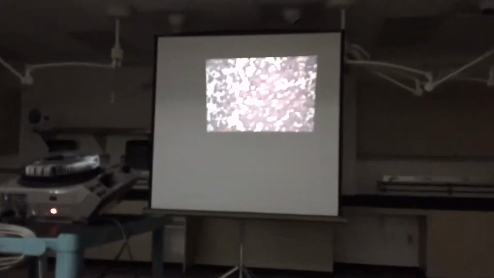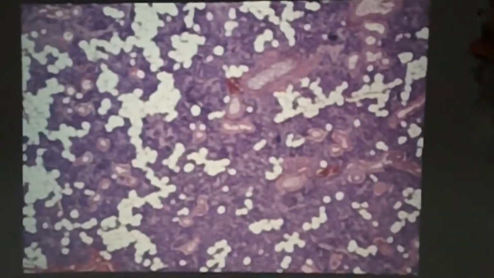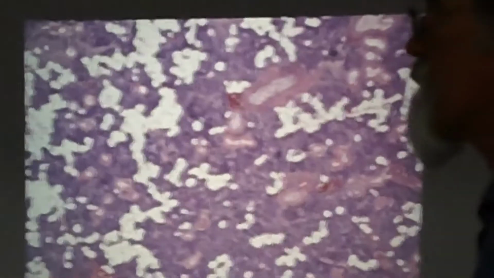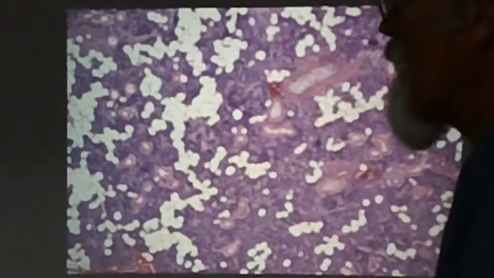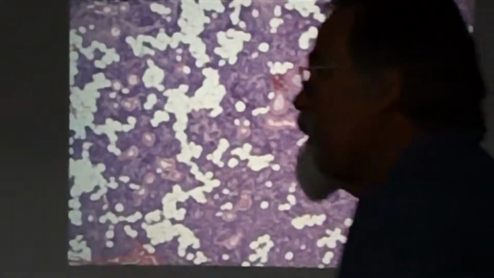What are we looking at? Parotid gland. How do you know? Start from the most general separating. It's got ducts. All right. In this field of view, I'm telling you, you're right, this is parotid.